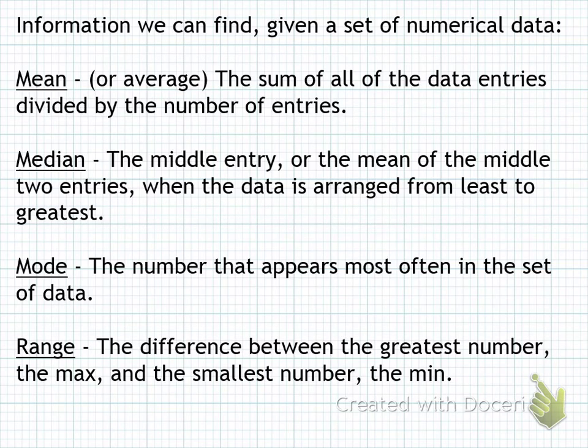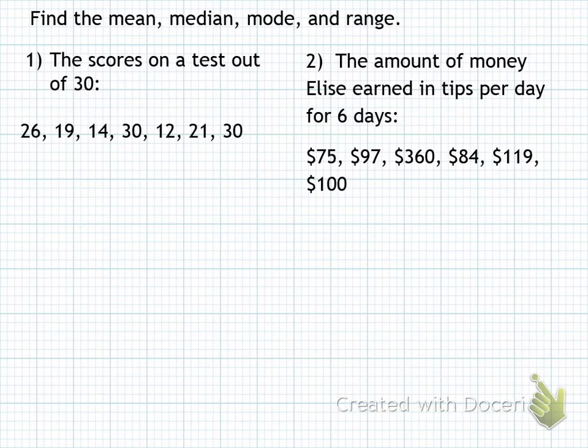Here are the definitions that we're going to be using. So if you are just watching this, go ahead and take some time to write these down in your notes. Okay, so we're going to find each of these things for different sets of data. Number 1, it has the scores on a test out of 30, so there's 7 different scores here.